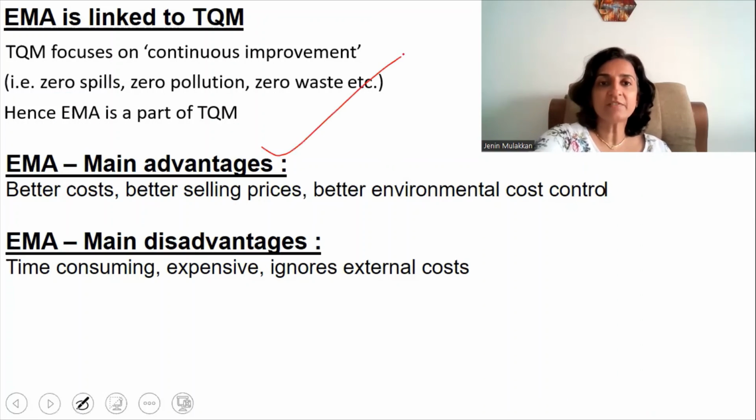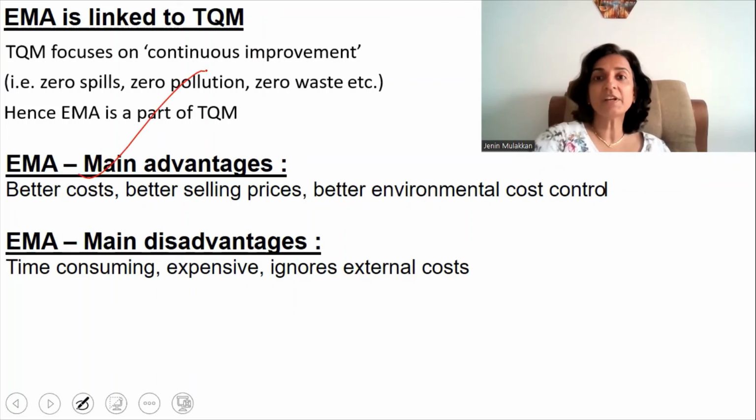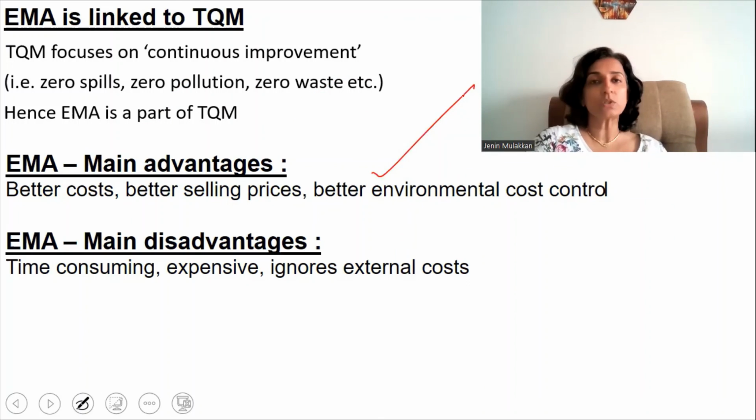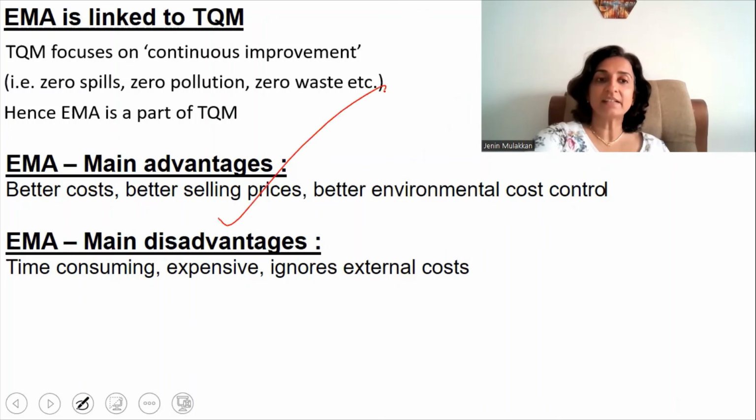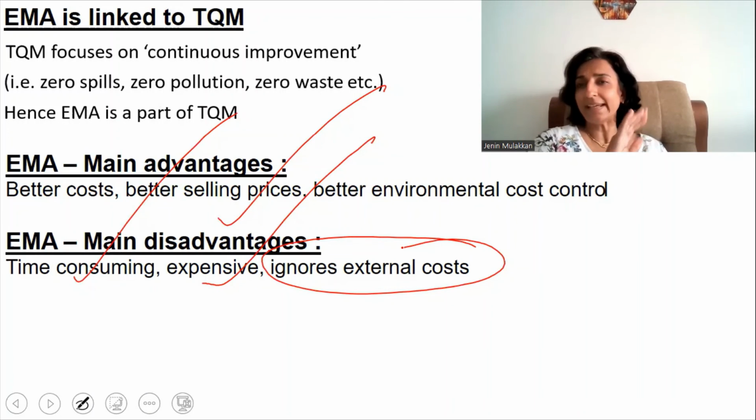Now, looking into the main advantages and disadvantages of EMA, EMA leads to better costs because we are tracing the environmental cost to the product which is causing the pollution. And because we are aware of the correct cost of the product, it results in fixing better selling prices. There is better environmental cost control also. And regarding the disadvantages, it's definitely time consuming, it is expensive, and we already saw that it ignores all the external costs. That is those costs which are not borne by the company. That's it about EMA. We will have a quick recap before we wind up.